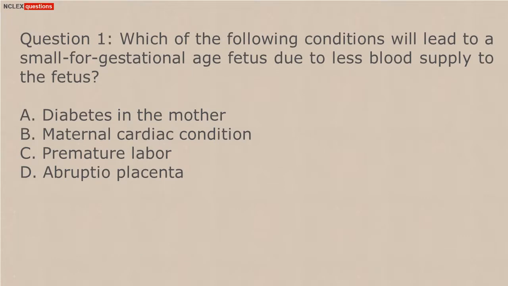Question 1. Which of the following conditions will lead to a small for gestational age fetus due to less blood supply to the fetus? A. Diabetes in the mother. B. Maternal cardiac condition. C. Premature labor. D. Abruptio placenta.